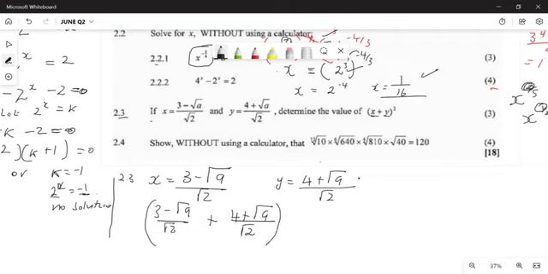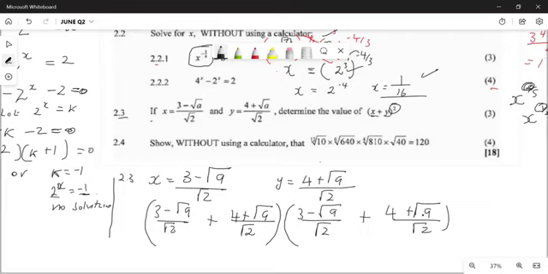Again, but there's a square here. What does this square mean? It means I can repeat this thing 2 times. So I'm going to write it exactly the way it is: 3 minus root A all over root 2, plus 4 plus root A all over root 2.